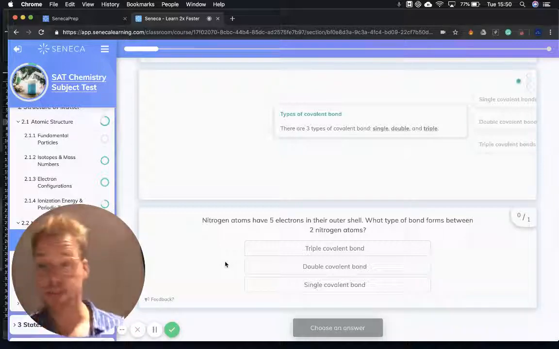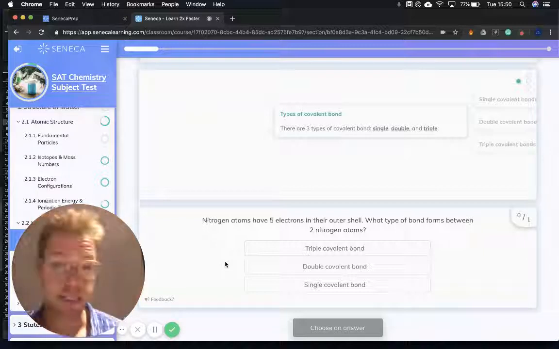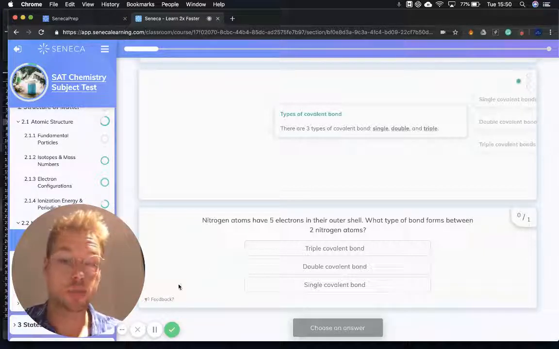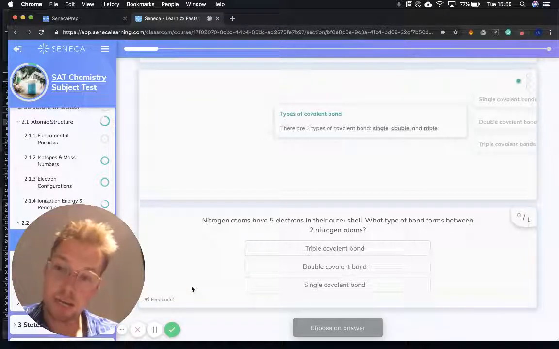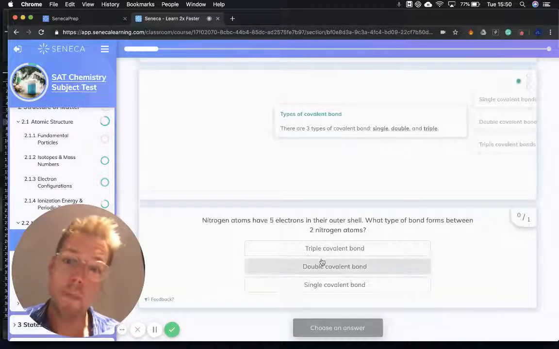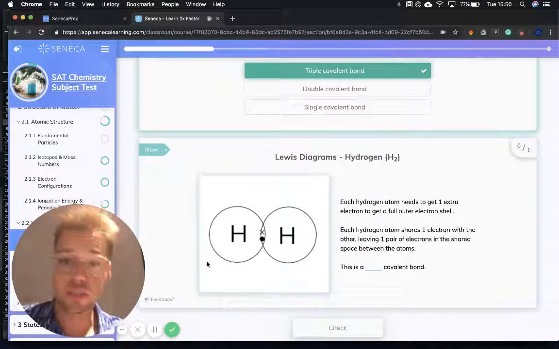I've already hinted at the answer, so if you've been paying attention, you should be able to get this just right. Nitrogen has 5 electrons in its outer shell. What type of bonds form between 2 nitrogen atoms? So do the math. It's got 5 electrons in its outer shell. Needs 3 more. Boom, we've got ourselves a triple bond. So nitrogen is a nice little triple bonded molecule.